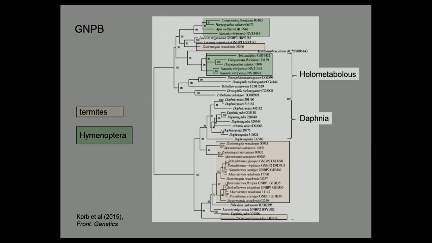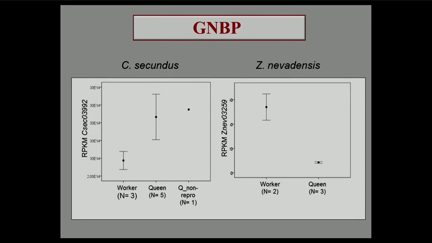And when we look in detail, again, it is the same as in the other termites. We have species-specific expansions with close paralogs between Zootermopsis nevadensis and Cryptotermes secundus. And as you might already expect, when you look at the expression, different paralogs of the same gene are differently expressed in the different castes, and it's different between Cryptotermes secundus and Zootermopsis.